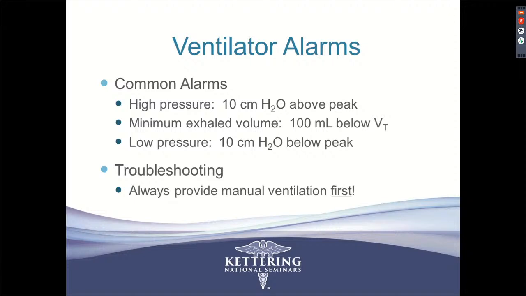Letter B, the high pressure alarm. Number 1, you want to consider patient obstruction, so make sure you can pass a catheter through that, make sure the tube's not obstructed, or the patient hasn't rolled over on the tube and kinked it off.